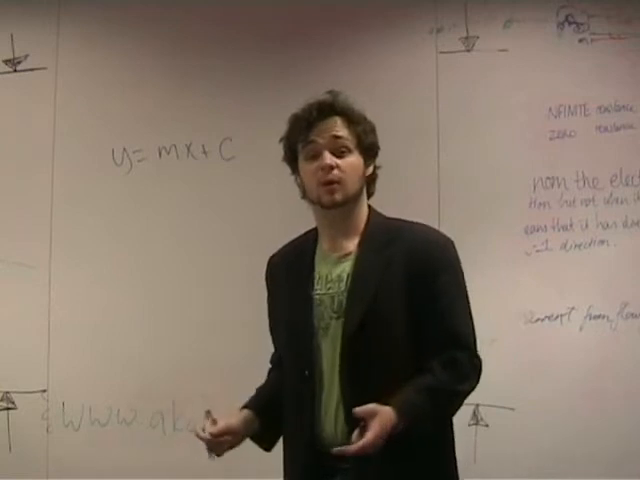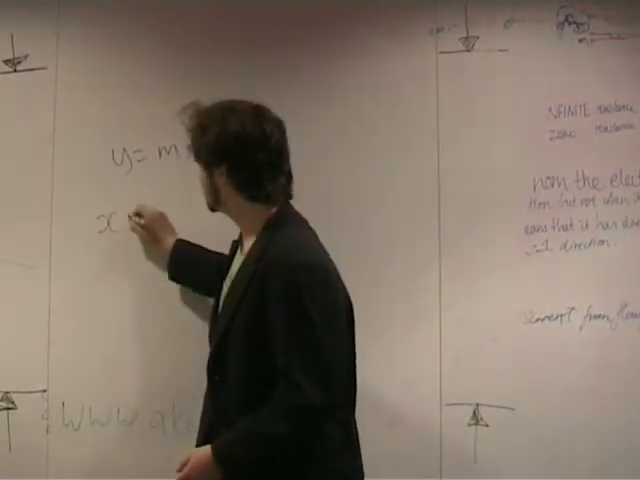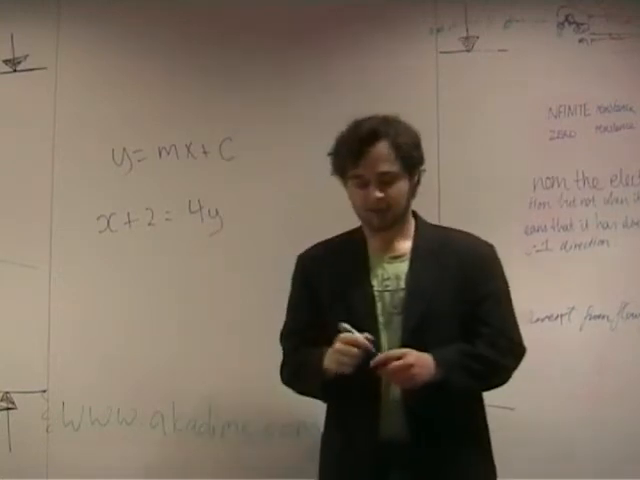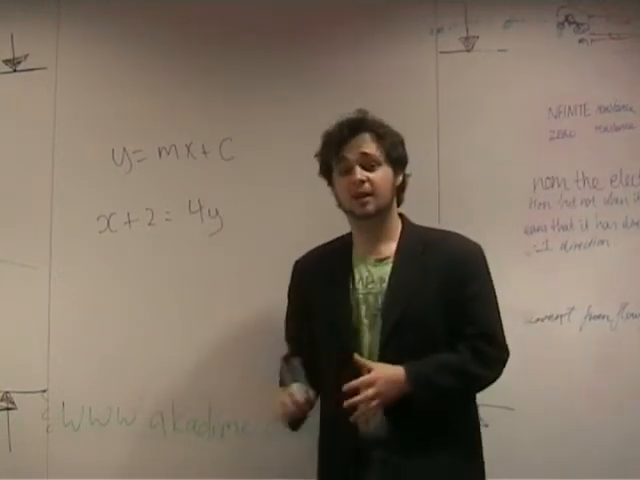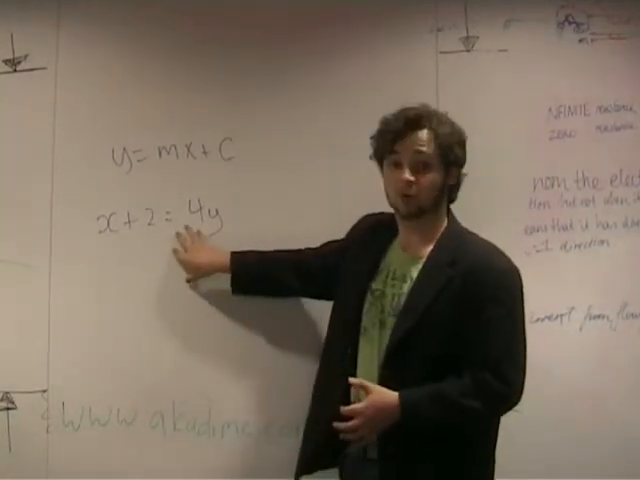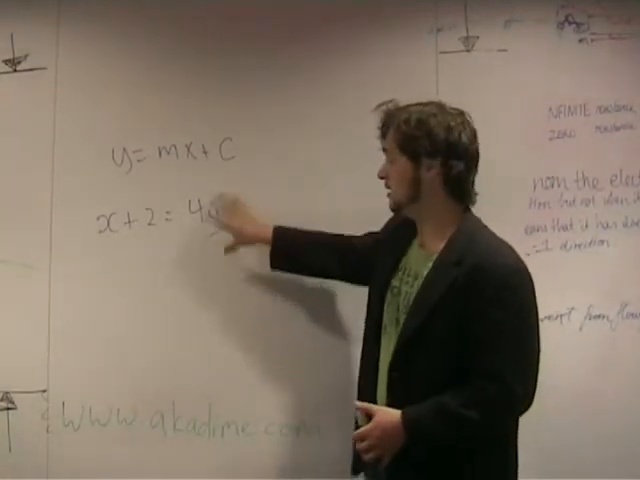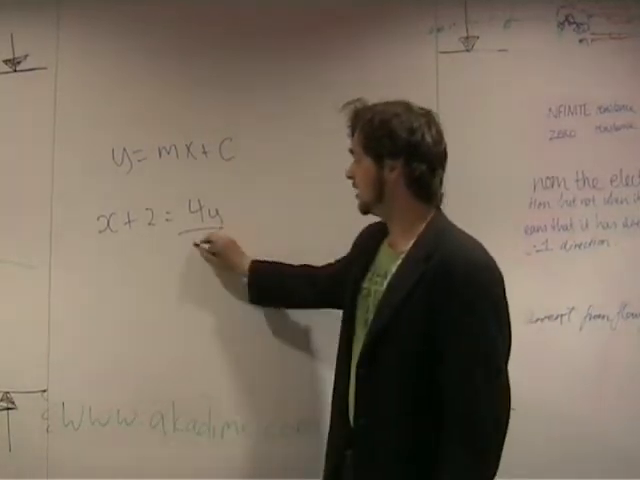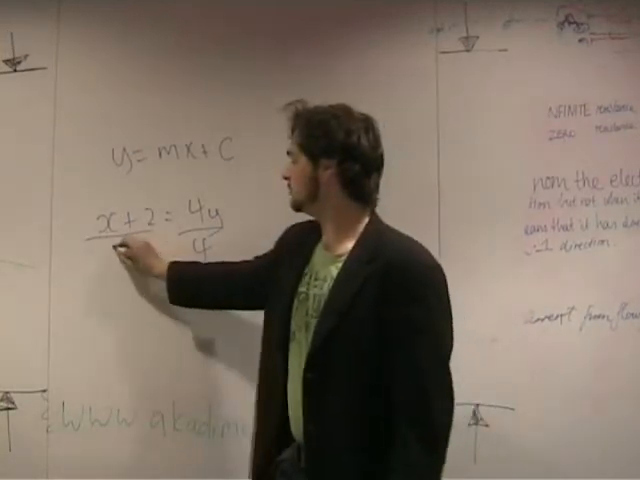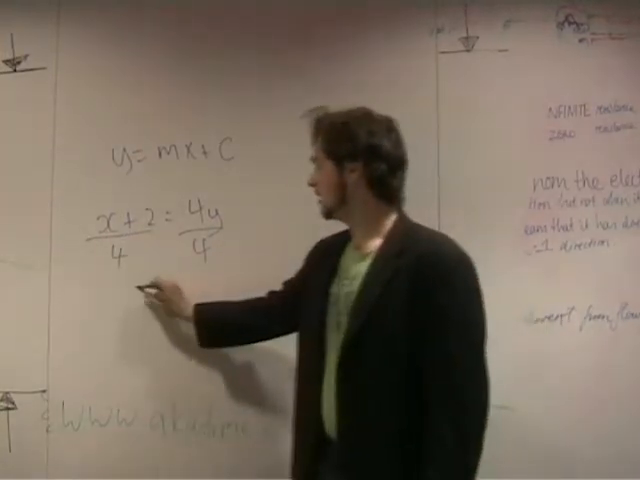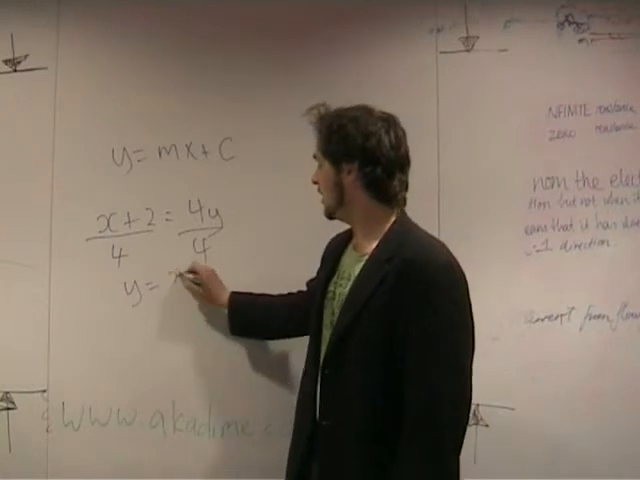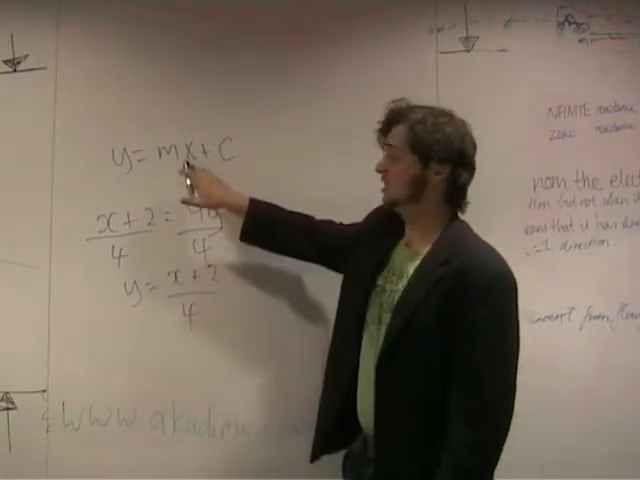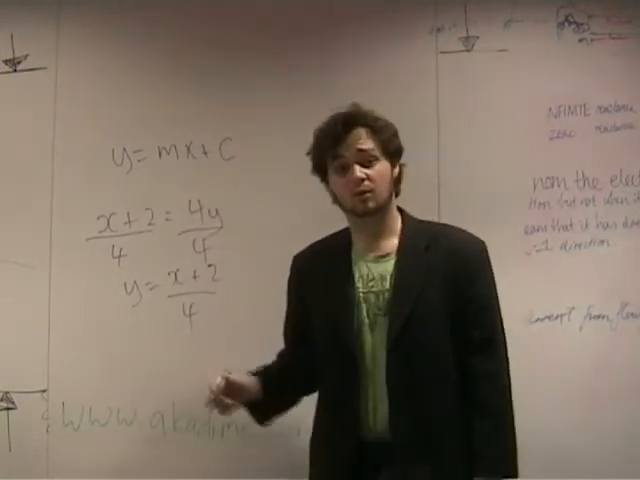What if the equation looks like this? x plus 2 equals 4y. There's only one thing you've really got to do here, and that's get rid of the 4 in front of the y, to make y the subject of the equation, get it by itself. So we have to divide both sides by 4. We go y equals x plus 2 divided by 4, but this still doesn't really look like this equation here. So we do a few more things.